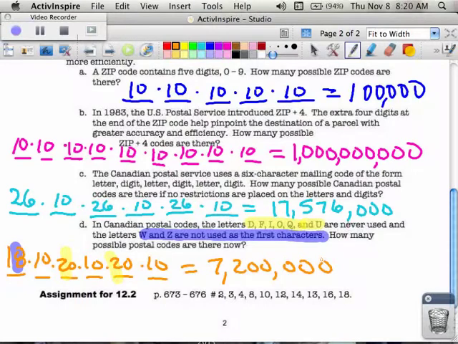So in the light blue, this is really what the likelihood is, but reality is that the Canadian government only really has less than half of those possibilities because they don't use certain letters.